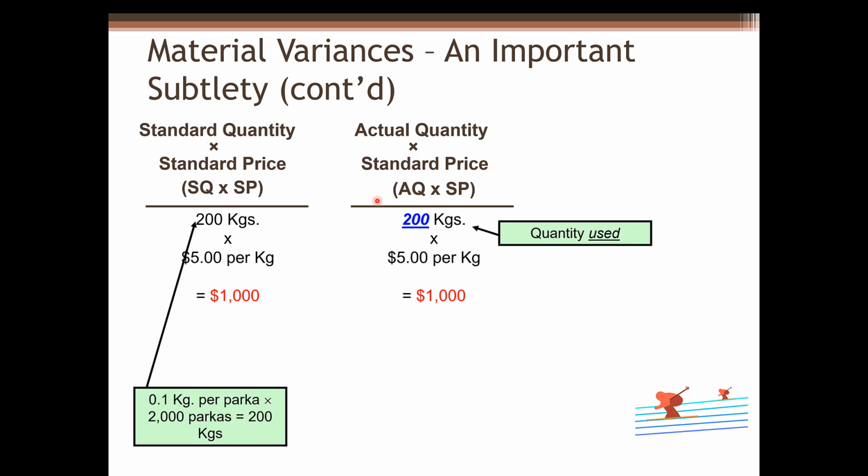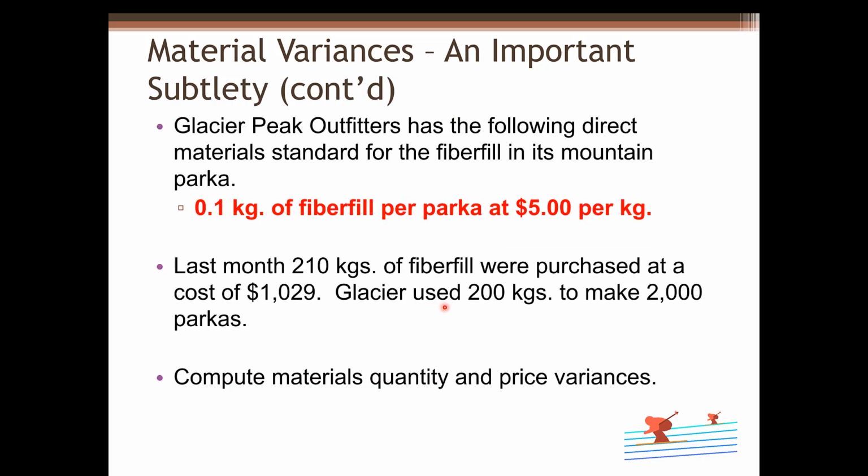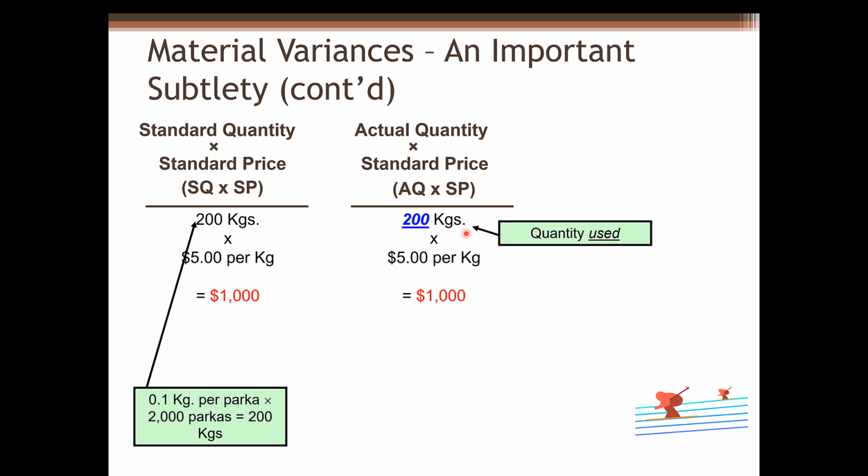And now, when we calculate column 2, actual quantity times standard price. For actual quantity, we use quantity used. So you can see here, Glacier used 200 kilograms to make 2,000 parkas. We put 200 kilograms here, multiplied by standard price $5, and then we'll get the same number, $1,000. There is no difference between these two numbers, so quantity variance is 0.